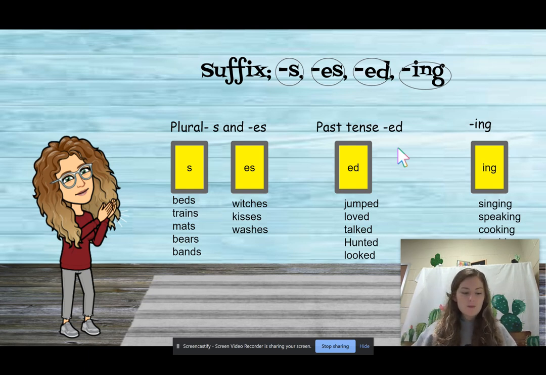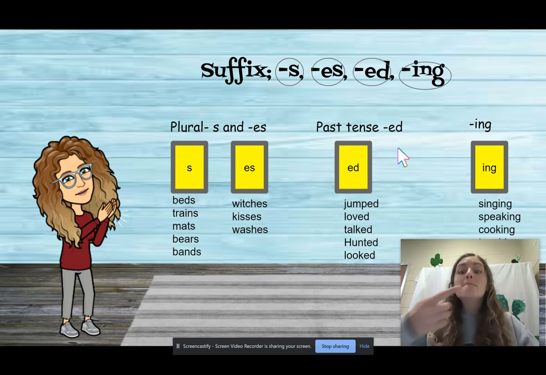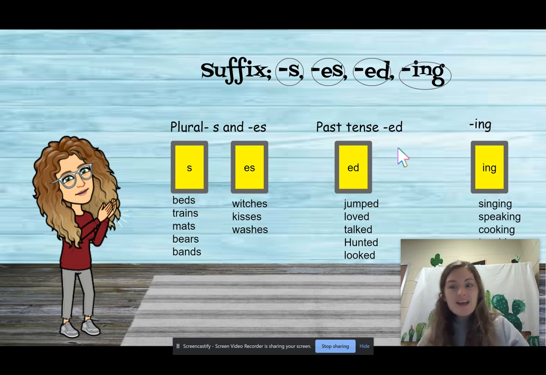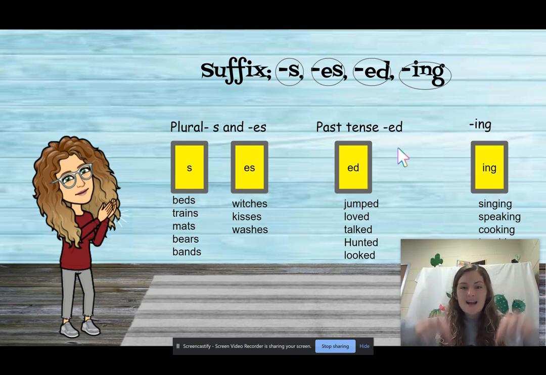All right, second grade Smarties, we will be talking about 2 more suffixes tomorrow. We will be talking about ER and EST. Remember, friends, to keep that growth mindset. If you see S or ES at the end of the word, it tells me I have more than one something. If I see ED at the end of a word, it tells me something happened in the past. And if I see ING at the end of the word, it tells me I am doing something right now.